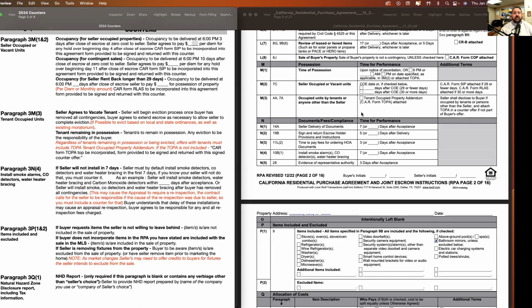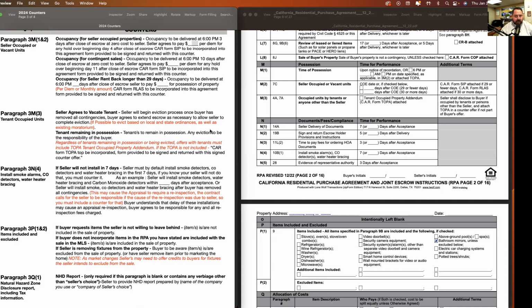If it is units, you can't vacate the tenants unless you have cause. If it is a single family, I can vacate the tenants in order to help facilitate the sale for the buyers to move in. So if we are agreeing to vacating the tenants, seller will begin eviction process once buyer has removed all contingency. Buyers agree to extend escrow as necessary to allow seller to complete eviction.